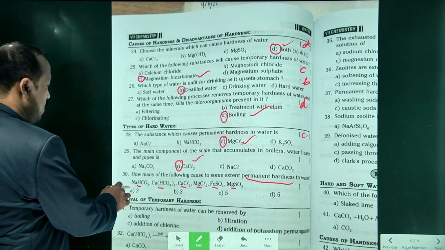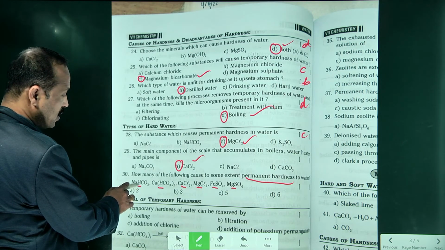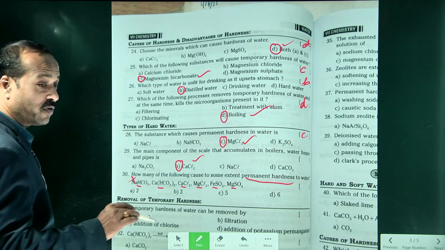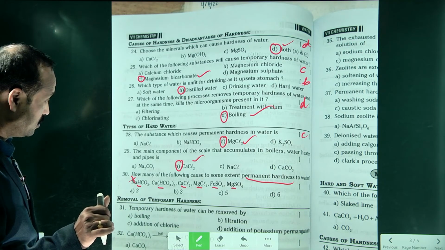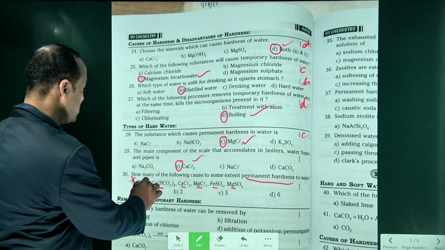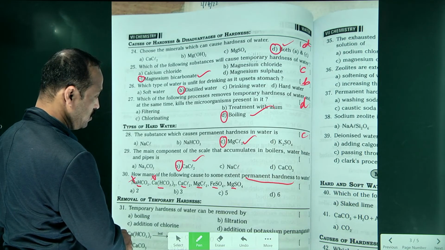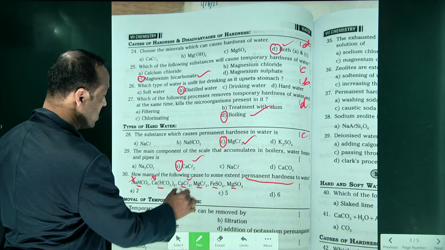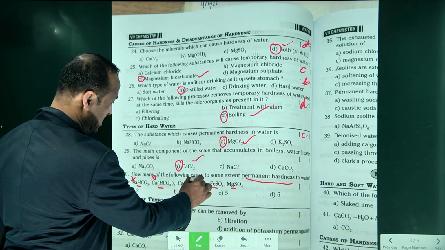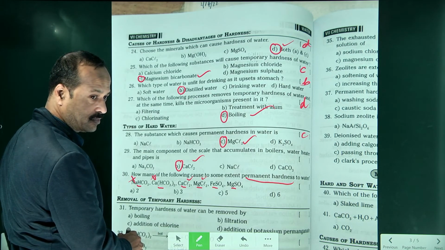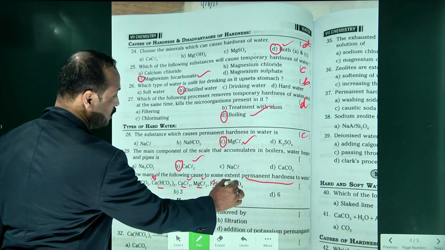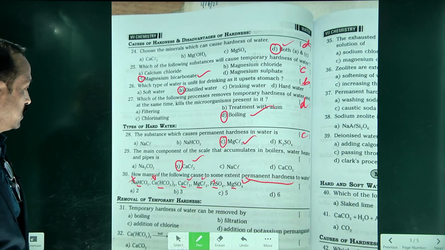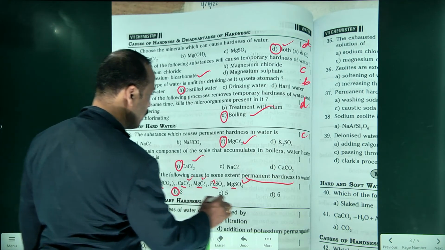Does the sodium hydrogen carbonate form the permanent hardness of water? No. Does the calcium hydrogen carbonate form the permanent hardness of water? No, sir. Calcium chloride? Yes. Magnesium chloride? Yes, sir. Iron sulfate? No, sir. Magnesium sulfate? Yes, sir. So, total how many salts are forming here now? 3, sir. So, the answer is B. Okay.